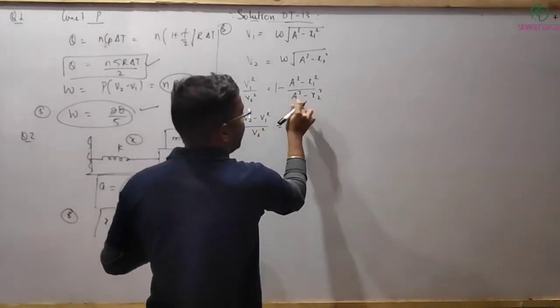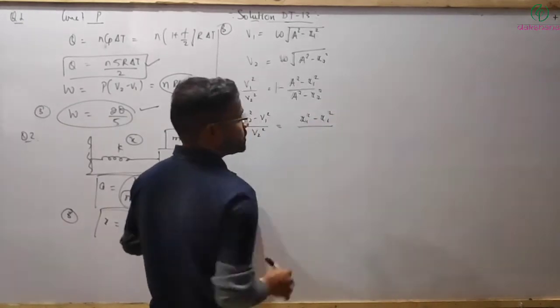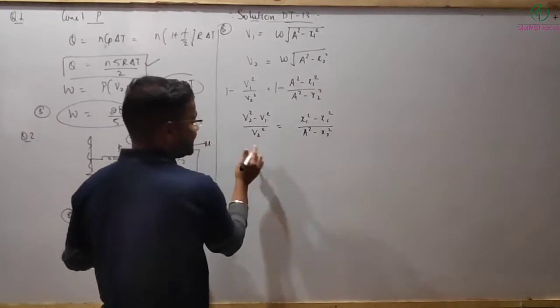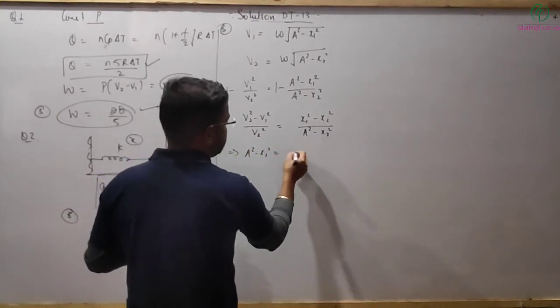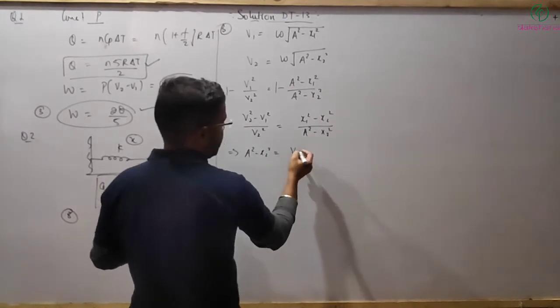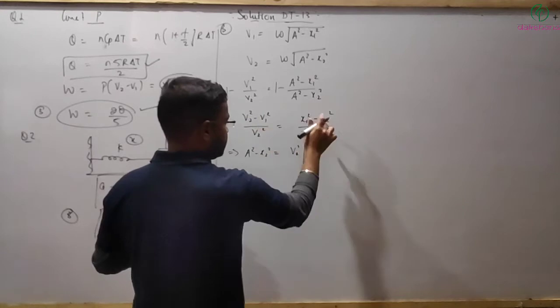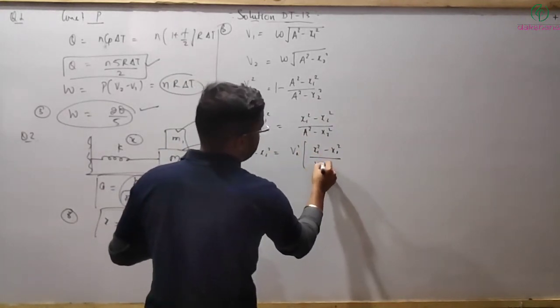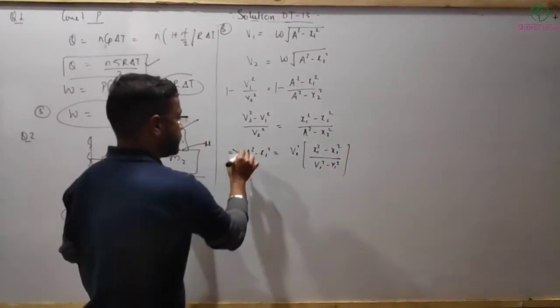This is equal to, a gets cancelled, this is coming out to be (x1 minus x2) whole square, x1 square minus x2 square divided by a square minus x2 square, and rearranging it, I'm getting a square minus x2 square. This is coming out to be v2 square times, taking it that side, (x1 square minus x2 square) divided by (v2 square minus v1 square), right? This is up to here.